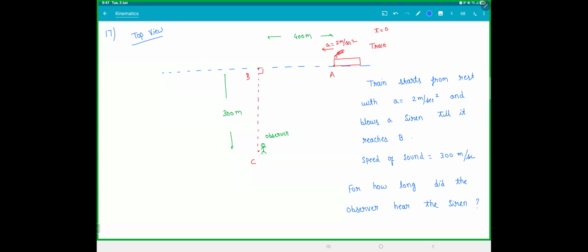9.33. 19. So what is the catch here? How long will the train take to go from A to B? 20 seconds, right? That means the siren is on for 20 seconds. So the question comes this way. If the siren is on for 20 seconds, shouldn't the person also hear for 20 seconds? But there is something here.